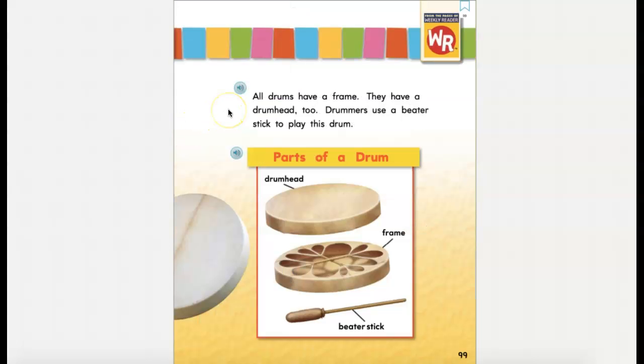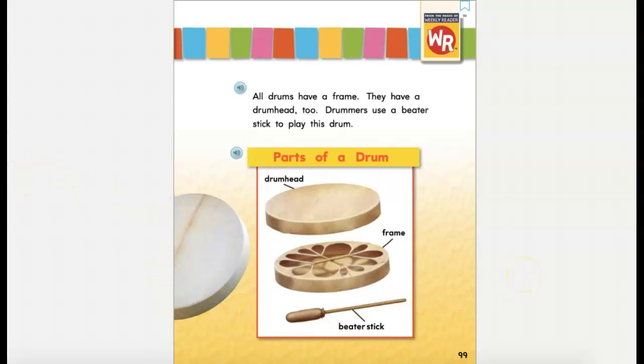All drums have a frame. They have a drum head too. Drummers use a beater stick to play this drum. Now this is a diagram below. It shows parts of a drum. We see the drum head, the frame, and the beater stick.